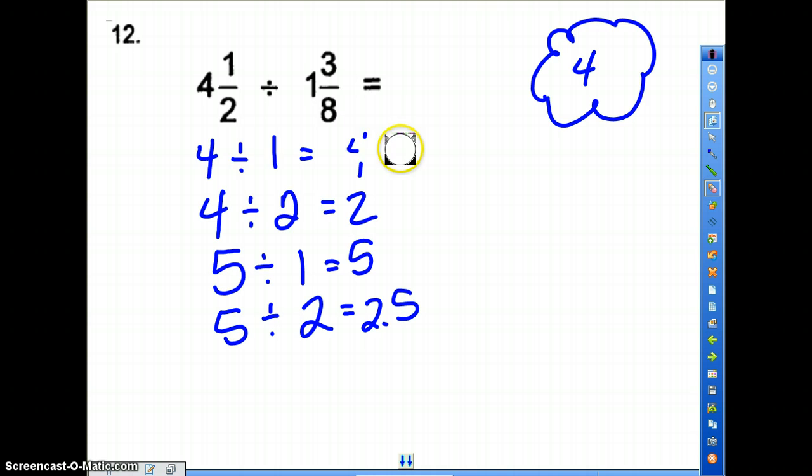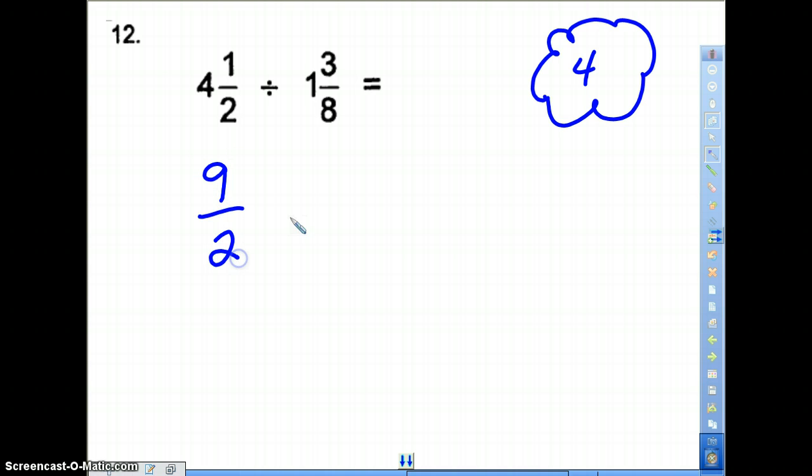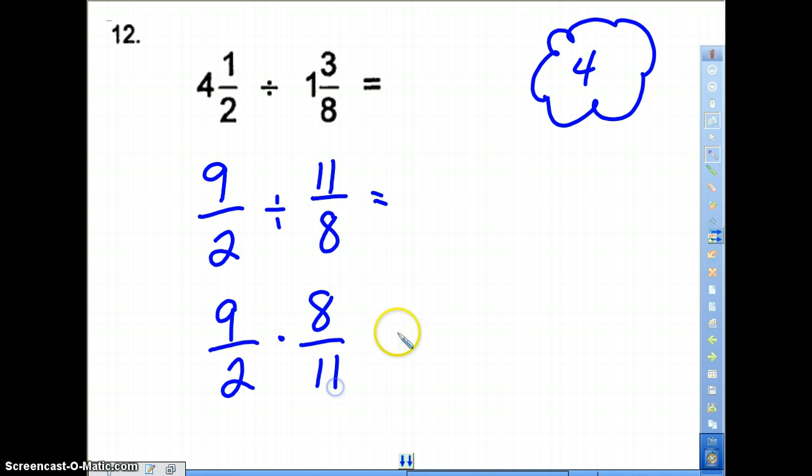Okay? And this is what I see a lot of kids not doing and coming up with really crazy answers. All right, dividing fractions is easy as pie. Flip the second one and multiply, but you have to change these to improper first. So 4 times 2 plus 1, 9 halves, divided by 8 times 1 plus 3, so that's 8, 9, 10, 11 eighths. Dividing fractions is easy as pie. Flip the second one and multiply.